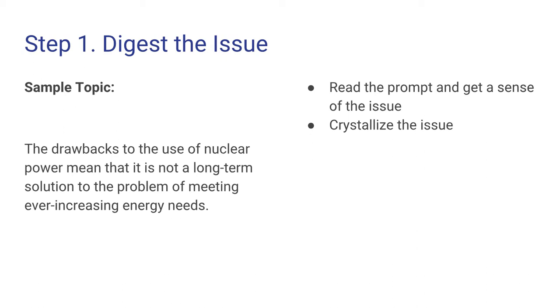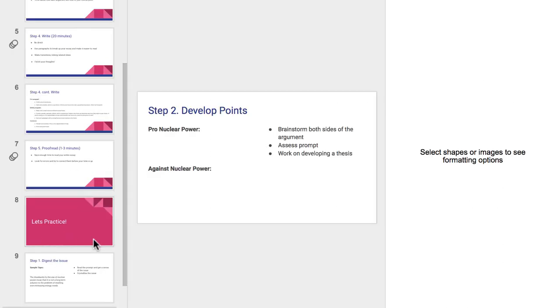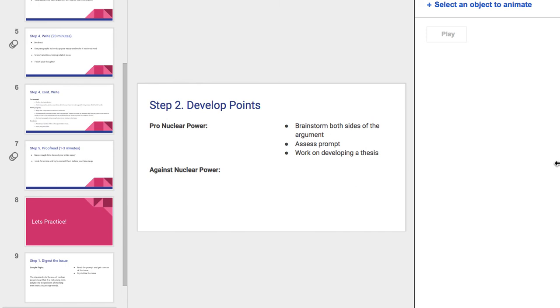It looks like the author really believes that nuclear power is not a suitable replacement for other forms of energy. Okay, and it looks like nuclear power really doesn't make sense as a long-term goal. So now that we've read the prompt and we have a sense of the issue and we really know our keywords, nuclear power, drawbacks, and not being able to meet long-term solutions, let's move on. Okay, now we really want to develop points.